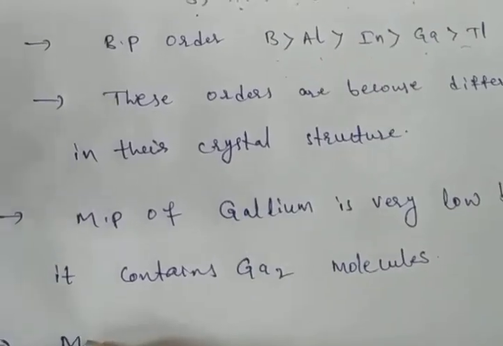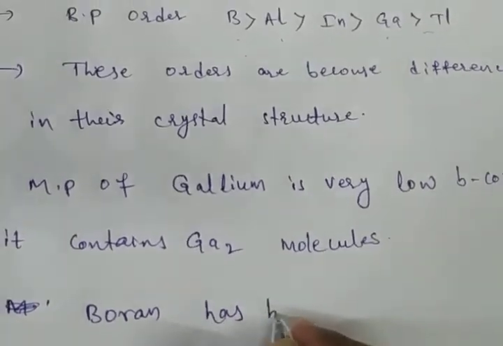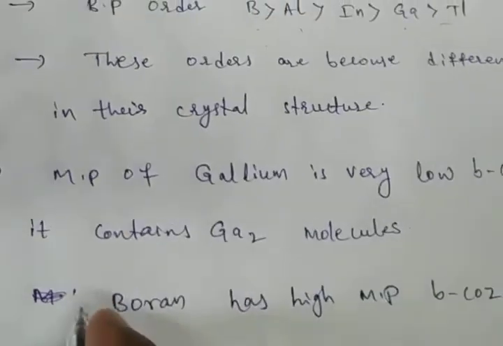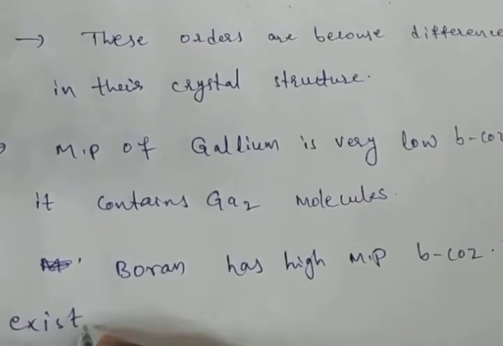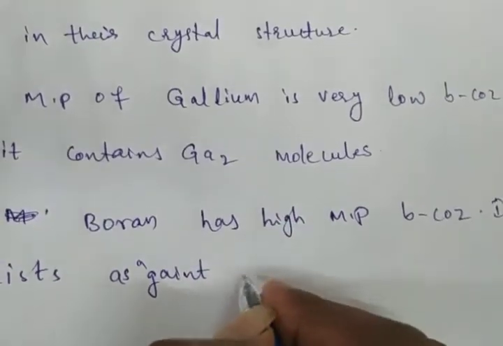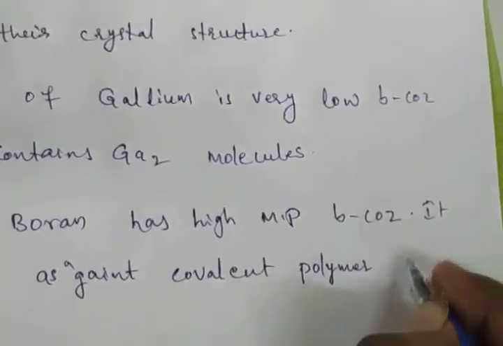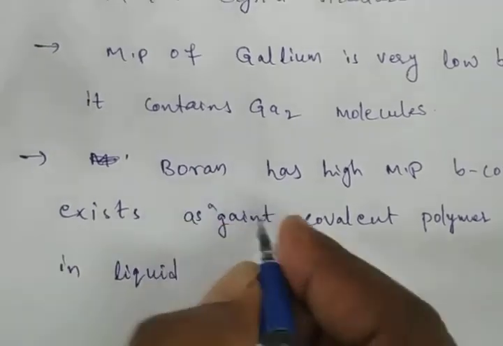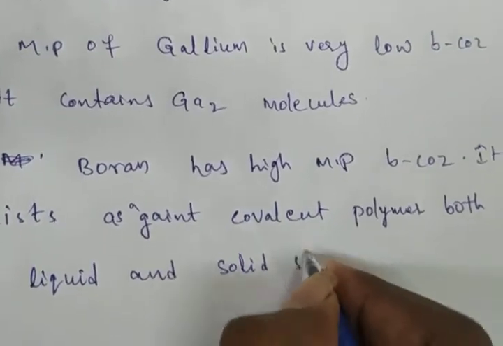Boron has a high melting point because it exists as a giant covalent polymer, both in liquid and solid state.